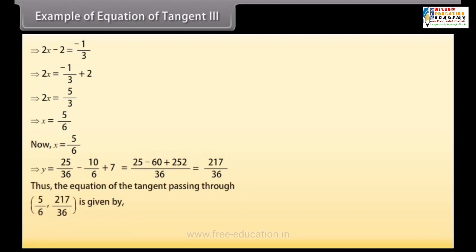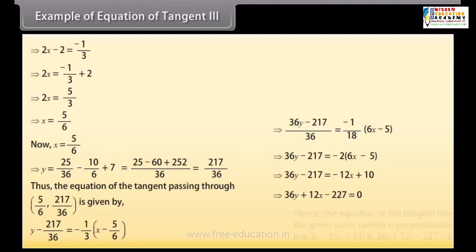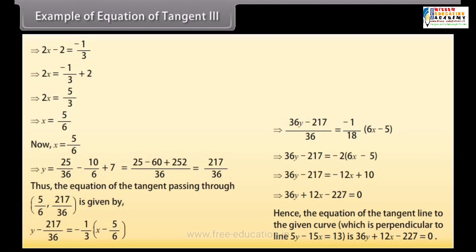Thus, the equation of the tangent passing through 5 by 6, 217 by 36 is given by y minus 217 by 36 is equal to minus 1 by 3 into x minus 5 by 6, which can be solved, and we get 36y plus 12x minus 227 is equal to 0. Hence, the equation of the tangent line to the given curve, which is perpendicular to line 5y minus 15x is equal to 13, is 36y plus 12x minus 227 is equal to 0.